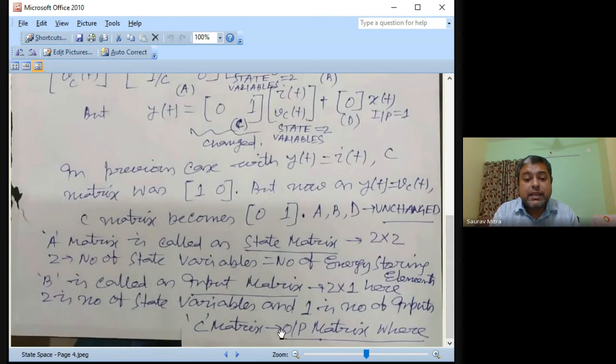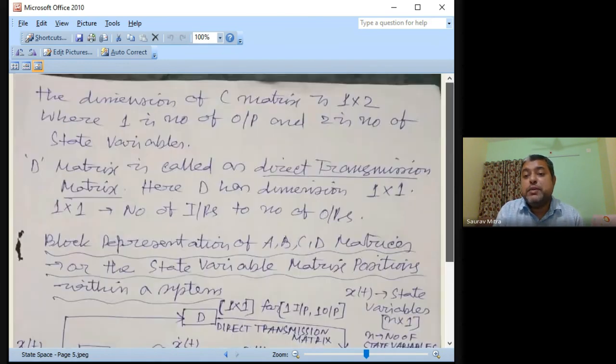Or 2 cross 1 here. Sorry, n cross m. M is the number of inputs, so 2 cross 1. And what is the C matrix? It is the output matrix. The dimension is P cross n, where n is the number of state variables and P is the number of outputs. The D matrix is called the direct transmission matrix. It is generally given by M cross P, that is number of inputs cross number of outputs.